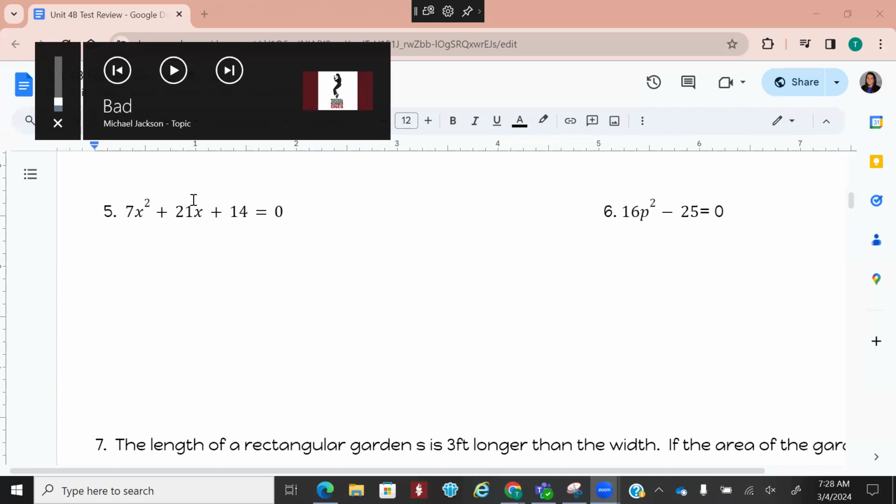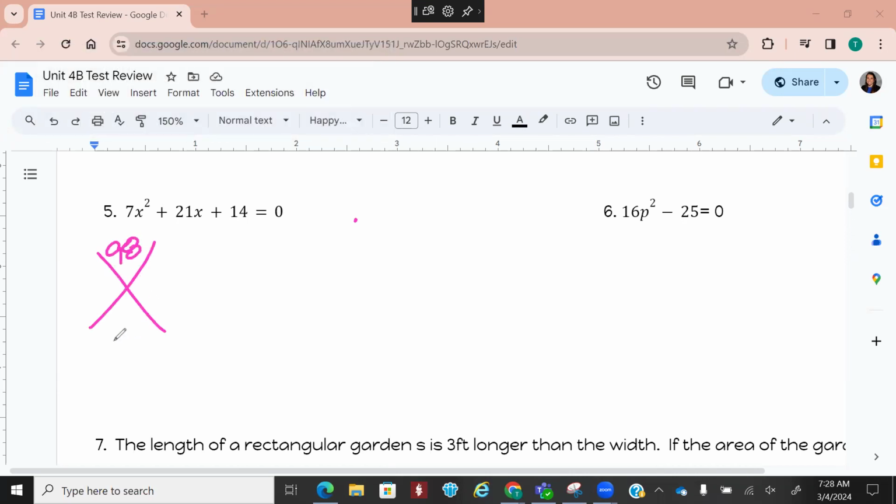So on number 5, there's two different ways you could have done this. I'm not a big fan of large numbers. So if you multiplied 7 times 14, that gave you 98, and then add together to get you 21. I don't know those numbers. I don't know that off the top of my head.